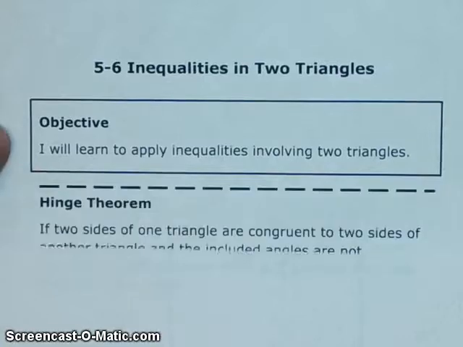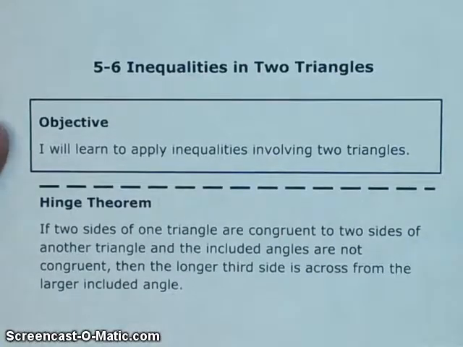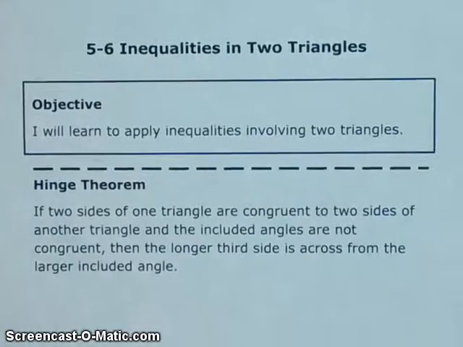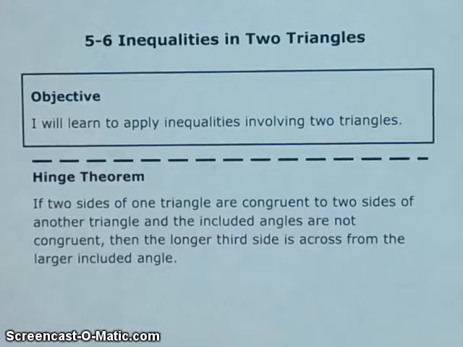Alright, let's see. First theorem is the hinge theorem, and it says if two sides of one triangle are congruent to two sides of another triangle, and the included angles are not congruent, then the longer third side is across from the larger included angle.